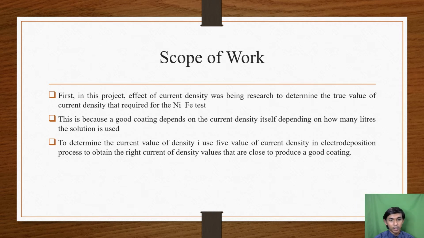For the scope of work in my final year project, first, the effect of current density was researched to determine the true value of current density required for the nickel iron test. This is because a good coating depends on the current density itself, depending on how many liters of solution are used. So to determine the current density value, I used 5 values of current density in the electrodeposition process to obtain the value that is close to producing a good coating.